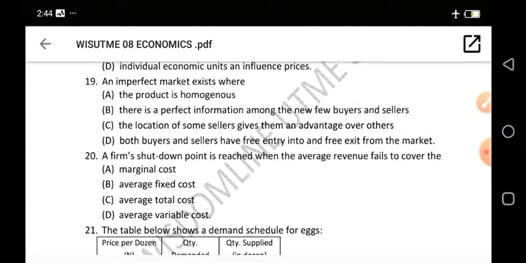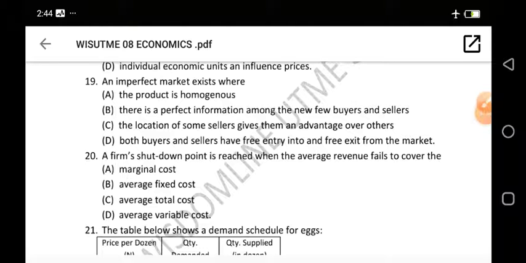So take note, when we talk about average, we're talking about price. Average variable cost is cost per unit, while average revenue is the revenue per unit of a commodity. If the price generated is higher than the cost per unit of a commodity, then the firm should continue producing. But if the cost per unit is higher than the price gained per unit, then the firm should close down.